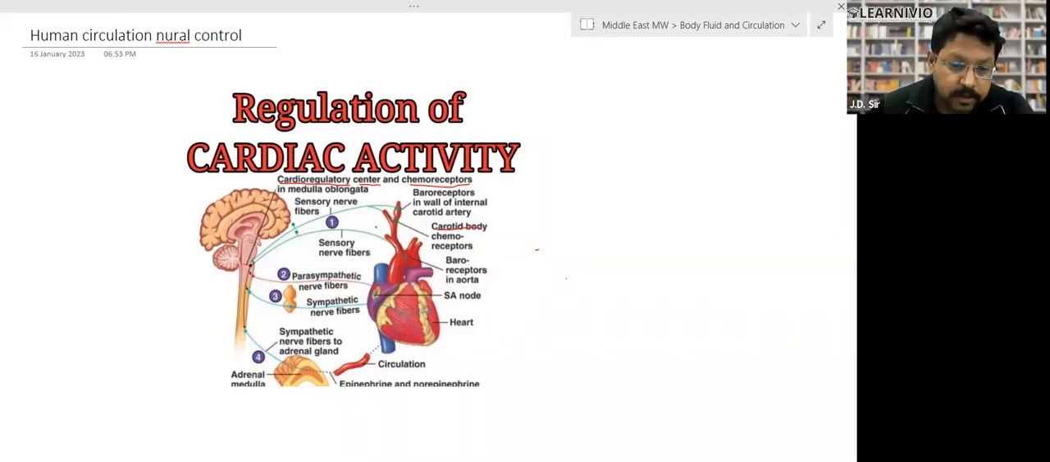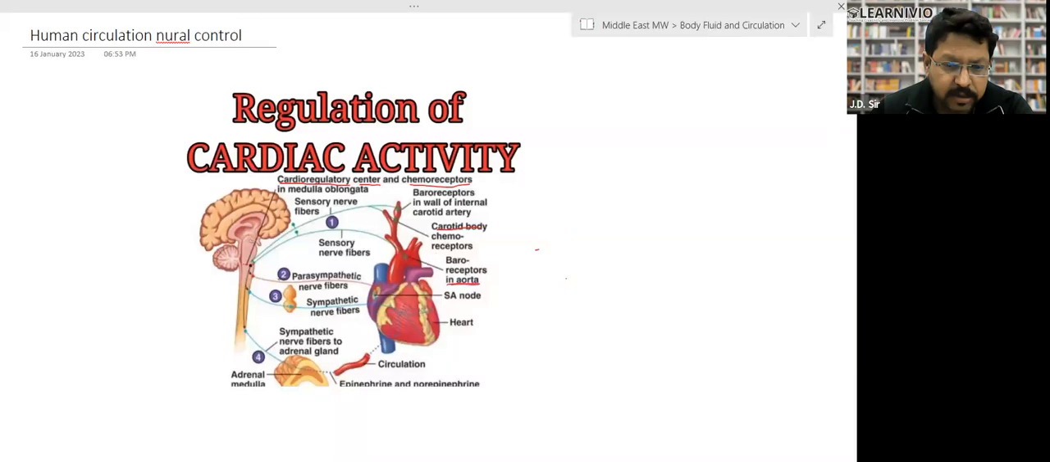So these sensory nerves reach the carotid artery, right? And another one is the baroreceptor in the aorta, right? So directly the aorta. You have to remember two things: first, the receptor sensory nerve that reaches the carotid artery, then the baroreceptor.